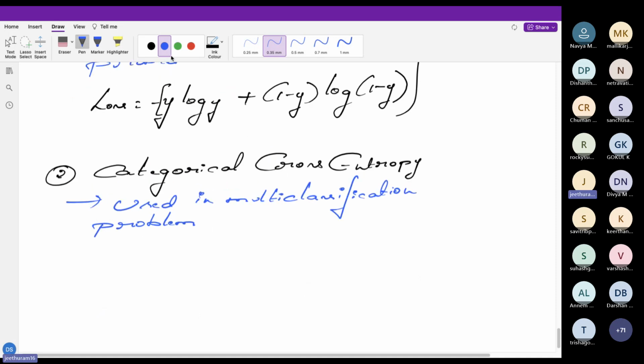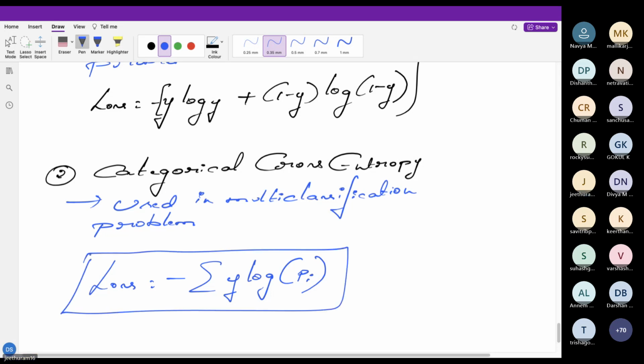Okay, and the formula is going to be loss equals, so there will be multiple classes now. So it will be using something like minus summation of y log pi. Pi, yeah. So this is the loss function it will be using. This is all related to activation functions and loss functions.